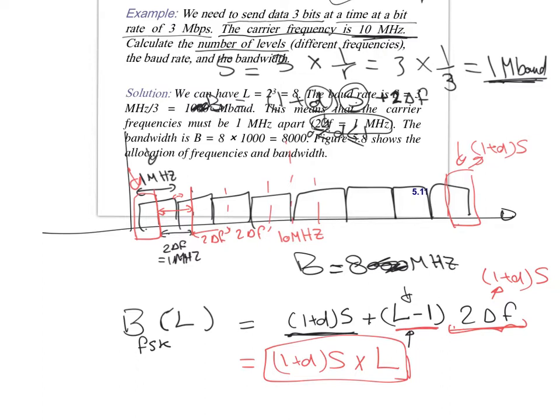I can give you a problem like this, and instead of telling you to calculate the minimum bandwidth, I'll tell you to calculate the maximum bit rate for this, and I give you the bandwidth. Same thing. The maximum bit rate is when 2 delta f is a minimum. What is the bit rate?